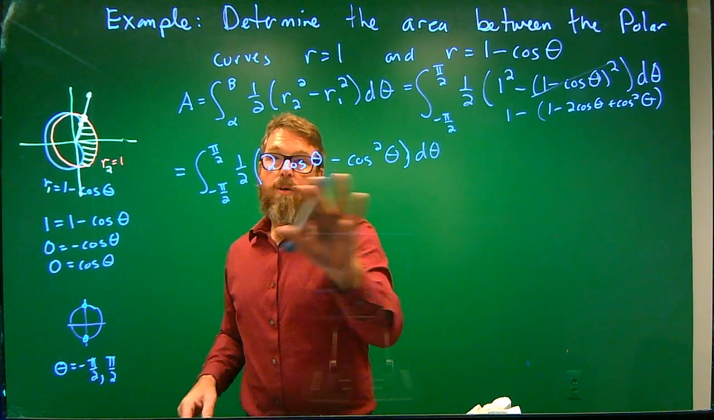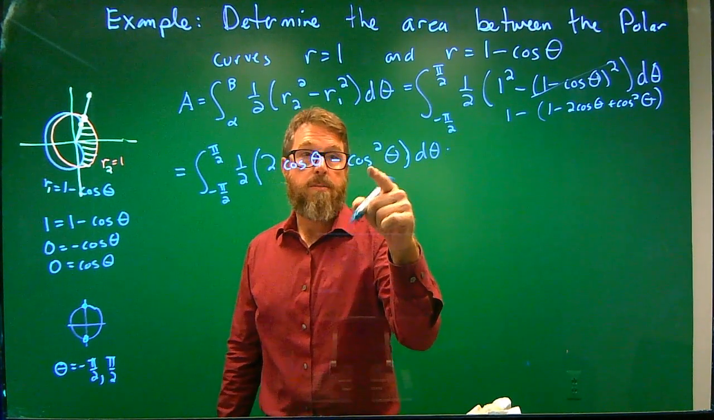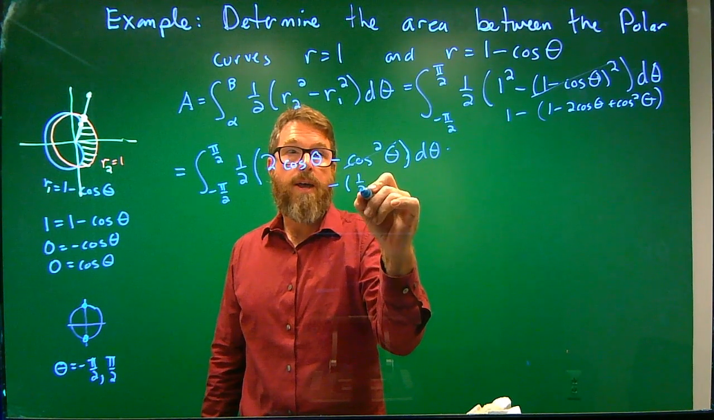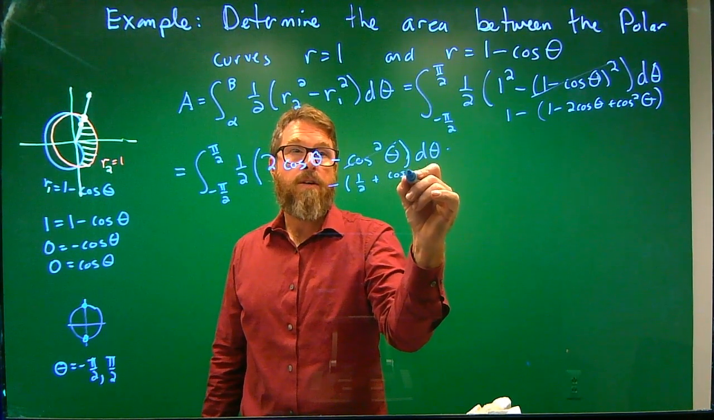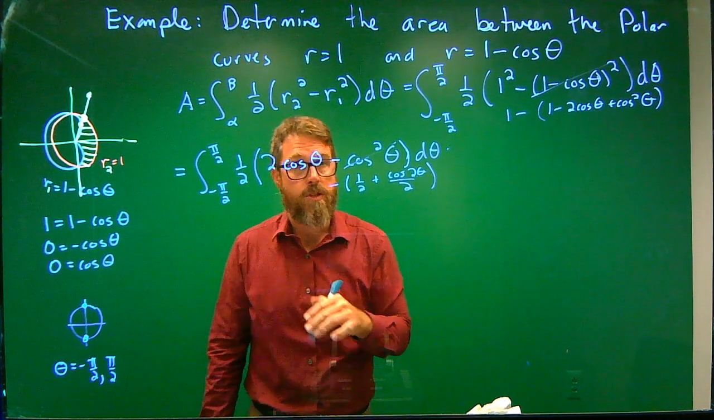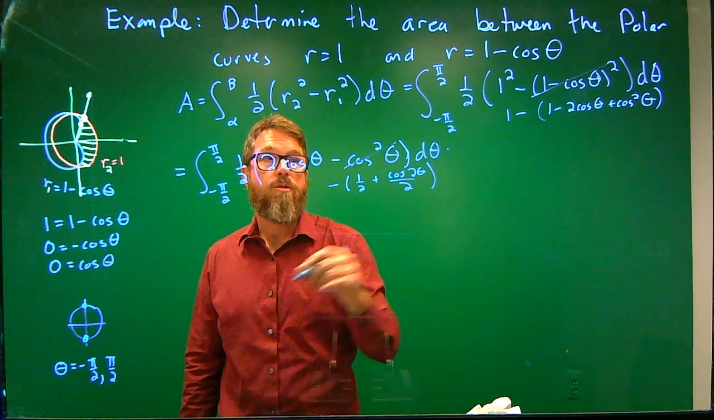So we can put our 2's into here. And then also I wouldn't mind simplifying that as well. So this is the same thing as minus 1/2 plus cosine of 2 theta all over 2, similar to the problem that we just did before. So this would be minus 1/2 minus cosine of 2 theta over 2.